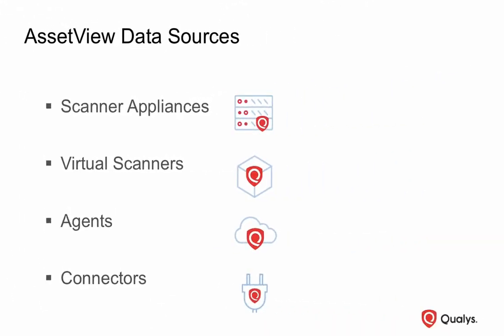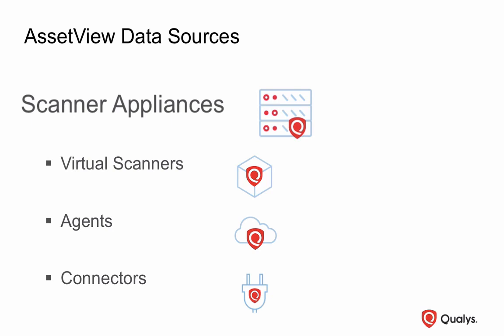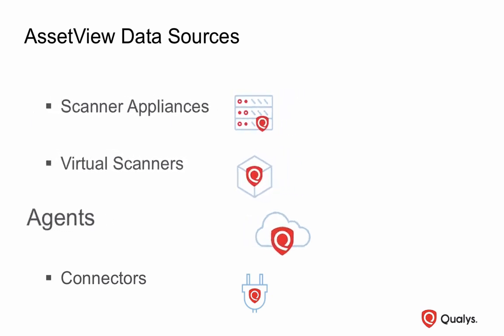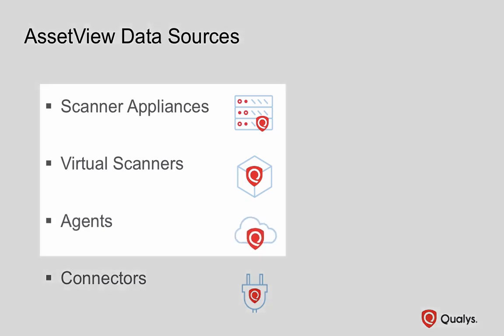The Qualys AssetView application collects its data and asset inventory information using one or more data collection technologies, including Qualys scanner appliances, Qualys virtual scanners, and Qualys cloud agents. This first group of technologies provide data that is used for both assessment and asset inventory purposes.